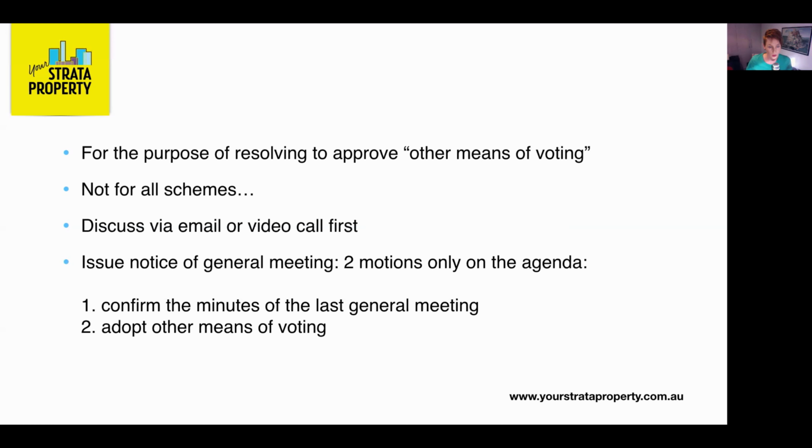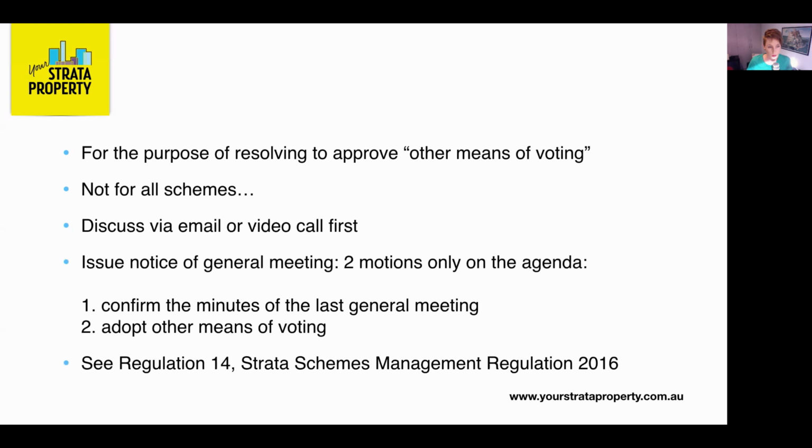You issue a notice of general meeting, your usual notice, but you have only two motions on the agenda. The two motions are to confirm the minutes of the last general meeting. We must include that motion in accordance with our legislation in New South Wales. And your second motion is to adopt other means of voting. Now, make sure your strata manager properly words that motion, and you want to be having a look at the wording that is in Regulation 14 of the Strata Schemes Management Regulation in New South Wales. So that notice of general meeting has been issued with those two motions on the agenda.